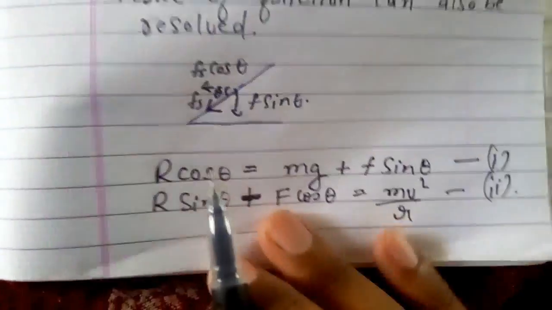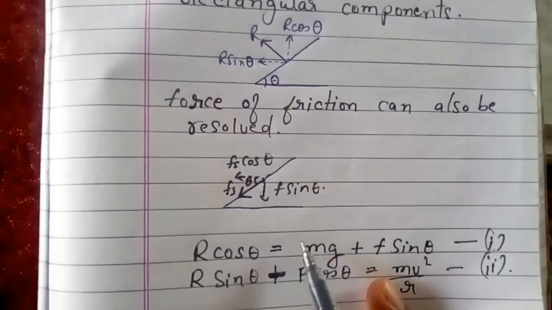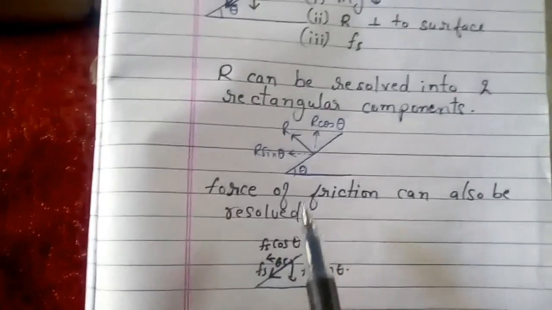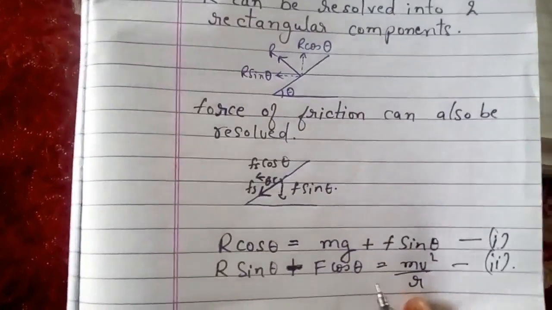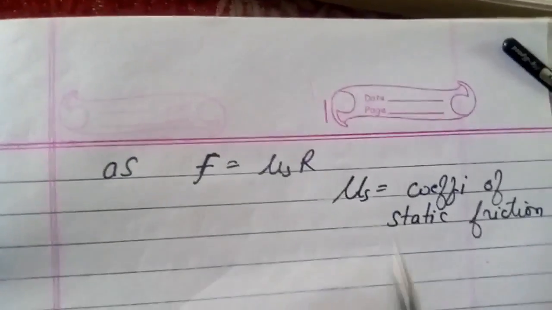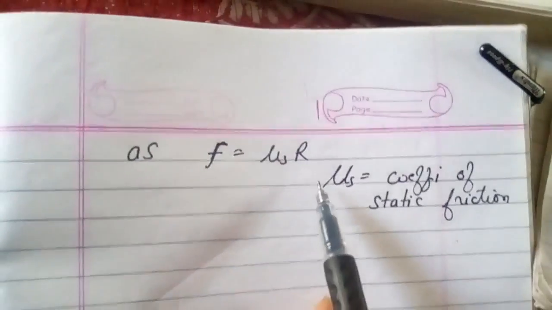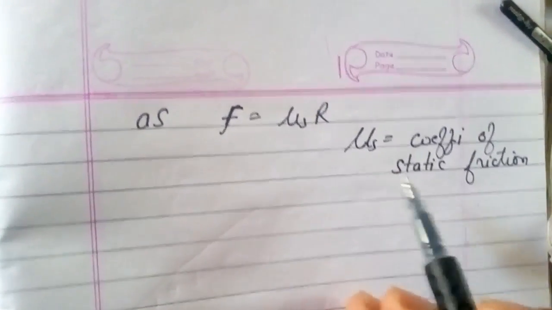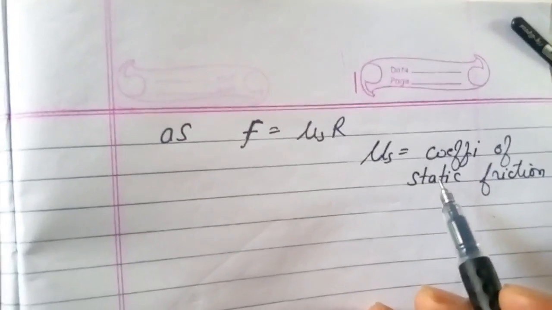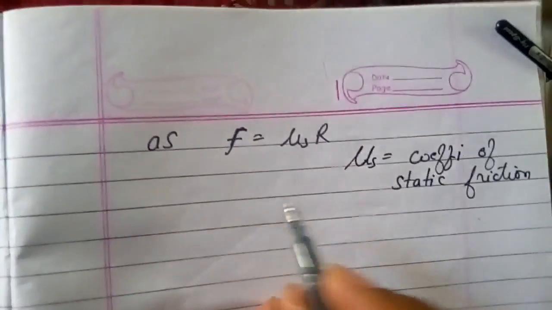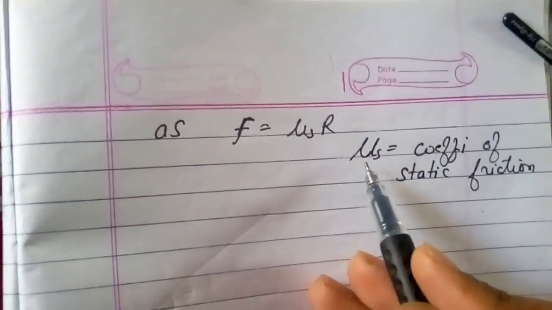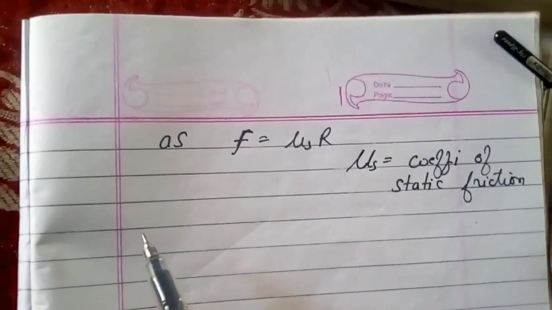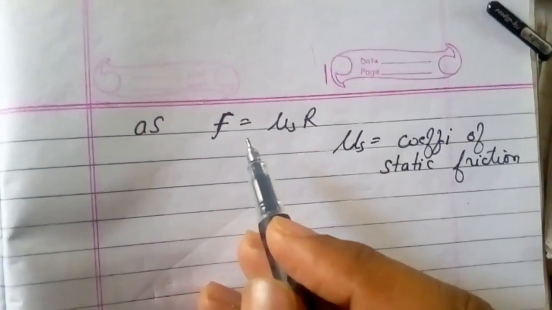So writing down these things, R cos theta is equal to mg plus F sin theta, and R sin theta plus F cos theta is equal to mv square upon r, providing the necessary centripetal force. We can write F is equal to mu s R, as we know mu s is the coefficient of static friction, and here we are talking about static friction where the object is about to move outside the curve, that is before sliding off. In case we talk about safe speed, it must not slide. So here we consider the coefficient of static friction, and put F is equal to mu s R in our further equations.